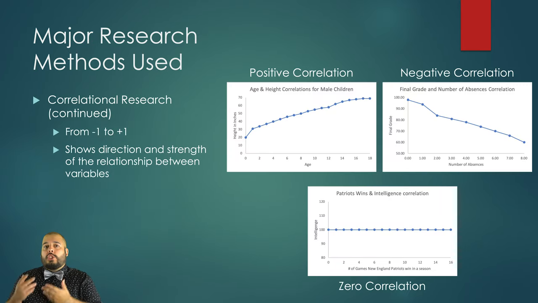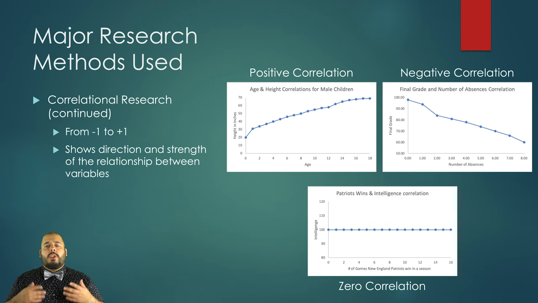The direction and the strength of a correlation is stated using the correlation coefficient, which ranges from positive 1 to negative 1. The sign denotes the direction of the relationship, if it is a positive correlation or negative correlation. The number represents the strength of the relationship. The closer to 1 the correlation coefficient is, the stronger the correlation between the two variables. A perfect correlation, whether the direction is positive or negative, is 1.